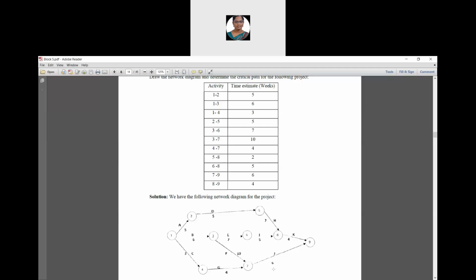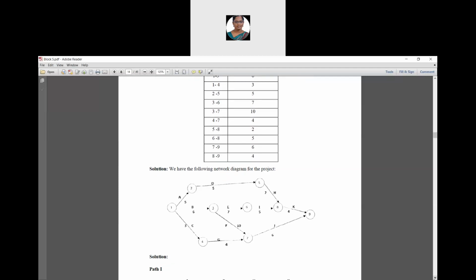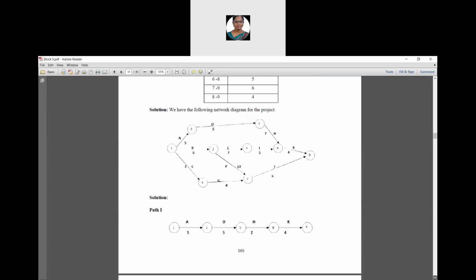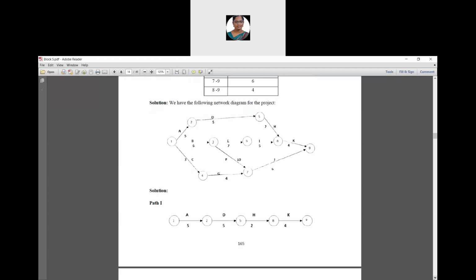Then the last thing, draw a path between 8 and 9. Its activity name is K and the corresponding time duration value is 4. So this is the network diagram for the given activities and duration values. Okay, hereafter we are going to find the critical path.